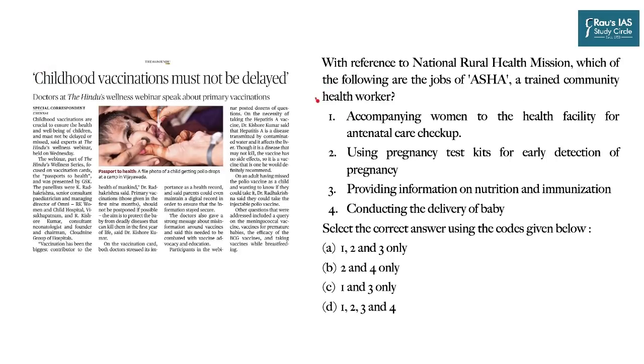Similarly, in 2012, UPSC asked, with reference to the National Rural Health Mission, which of the following are the jobs of ASHA, or Accredited Social Health Activist, a trained community health worker: accompanying women to a health facility for antenatal care checkup, using pregnancy test kits for early detection of pregnancy, providing information on nutrition and immunization, and conducting the delivery of a baby.